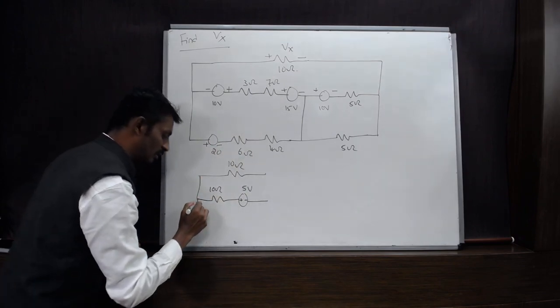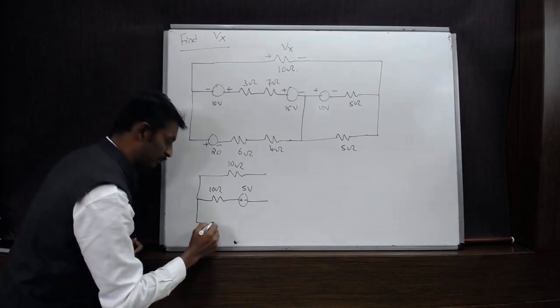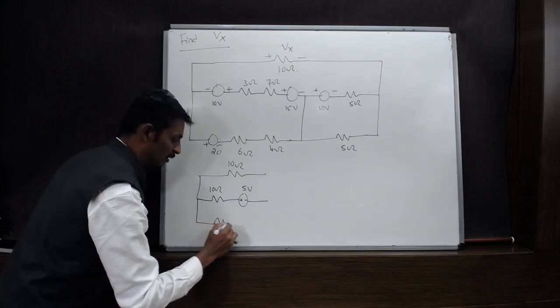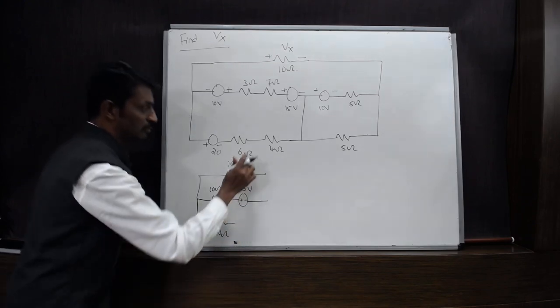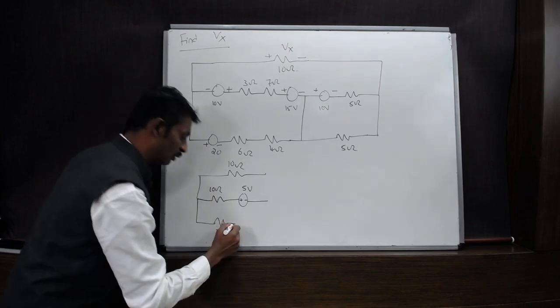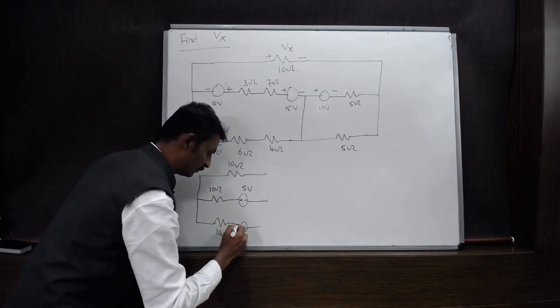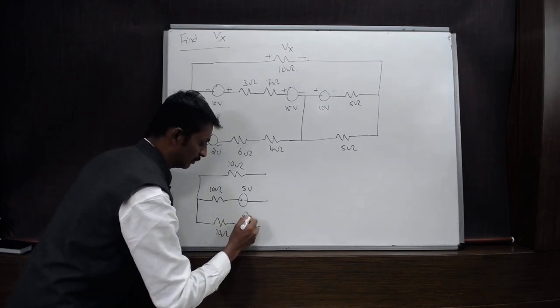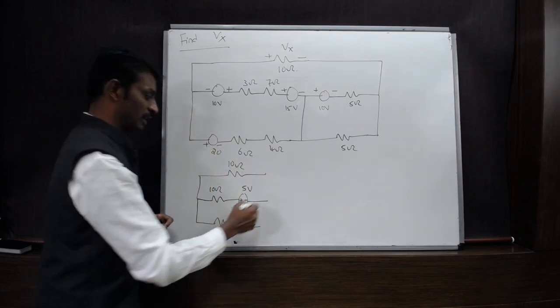Similarly, for this branch, the equivalent resistance is 10 ohm, 6 plus 4, and the voltage source you are going to retain like this only. So it is 20 volts with the same polarity we are going to retain.